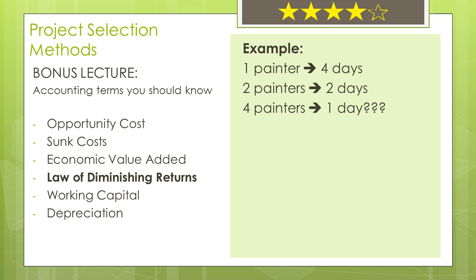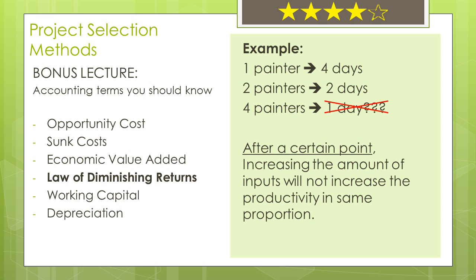But since you increase the number of painters in the same room, the room will be so crowded. This may cause some coordination problems. Therefore, it will take more than 1 day. Let's say it will take 1.5 days for 4 painters to paint the same room. After a certain point, increasing the amount of inputs will not increase the productivity in the same proportion. This is called law of diminishing returns.